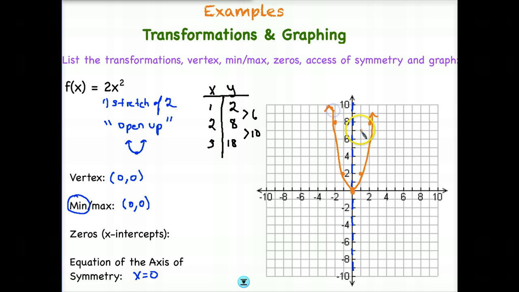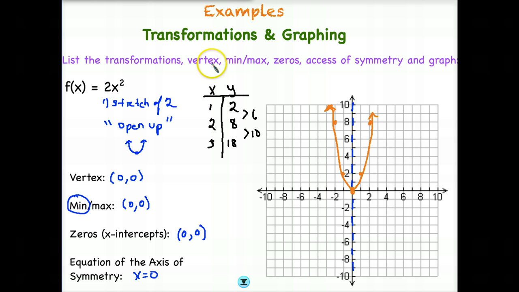Notice that I'm not using my line tool because this is not a straight line, right? This is a curve, so this is no longer a linear pattern. This is a nonlinear function. Now I'm ready to figure out my zeros. Well, the graph intersects the x-axis only once at the vertex, so that's 0, 0. And now I've done everything.